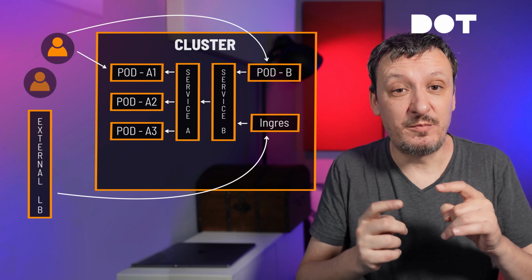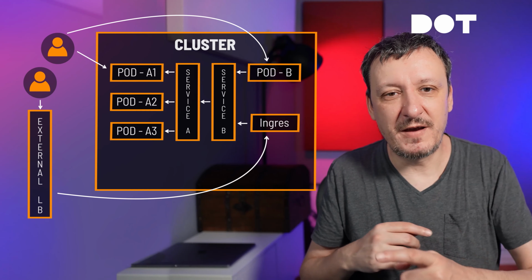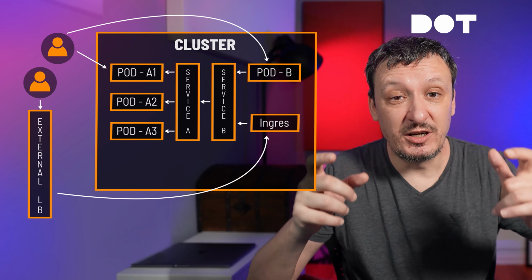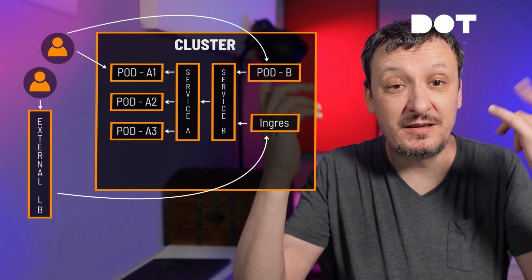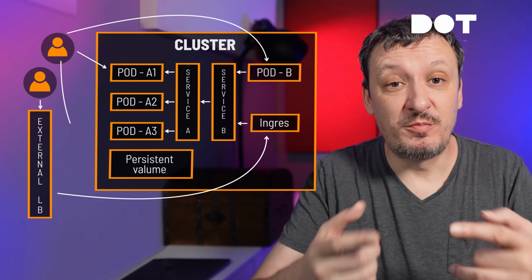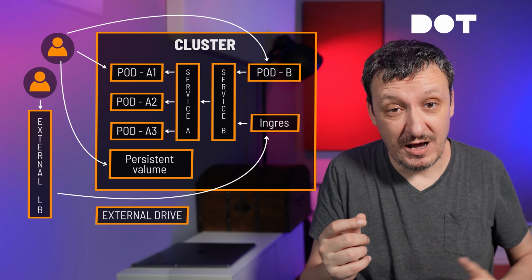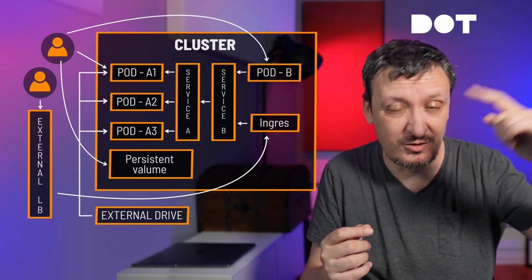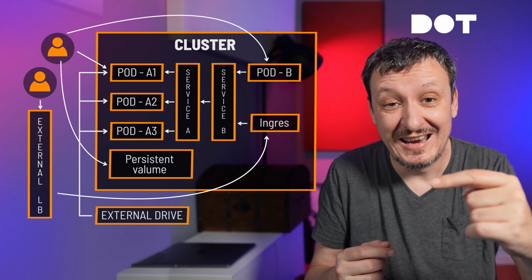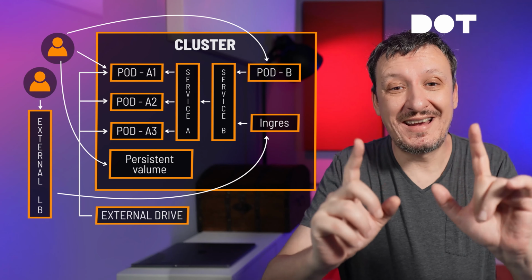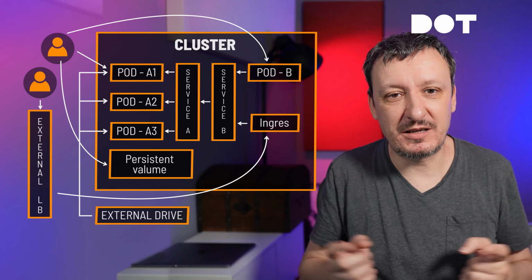And to do that, it might need to speak with AWS or Azure or Google or VMware, and it needs to manage resources outside of the cluster itself. Another example would be persistent volume. Persistent volume in Kubernetes allows us to attach external drives to containers, or to be more precise, to nodes, and through nodes to containers, but let's say directly to containers. And that is also Kubernetes managing resources outside of the cluster itself.